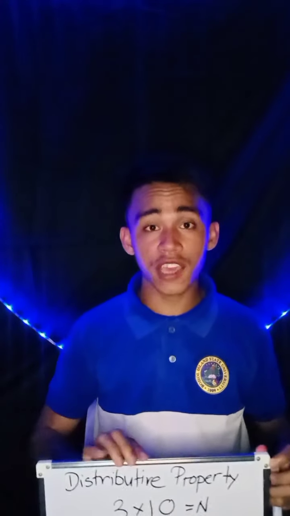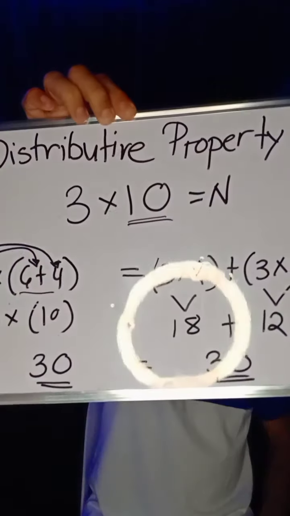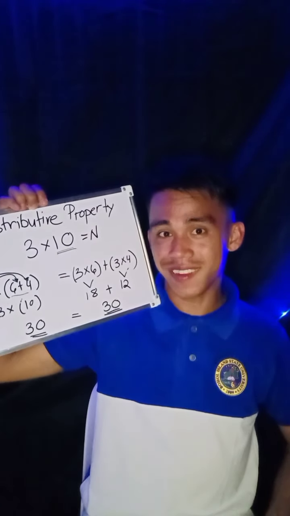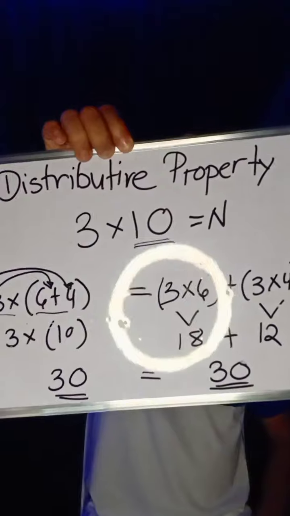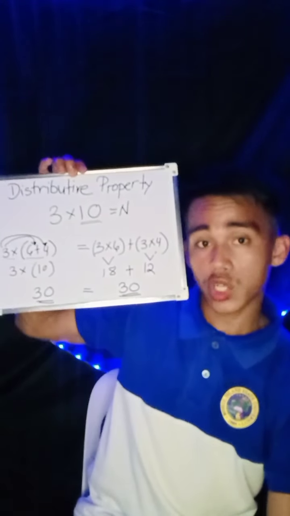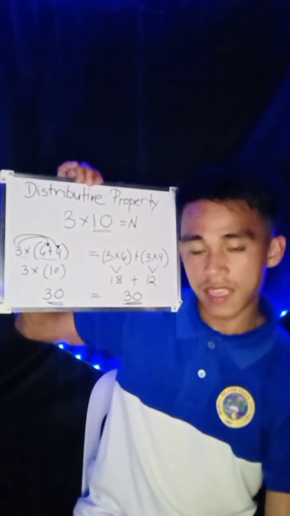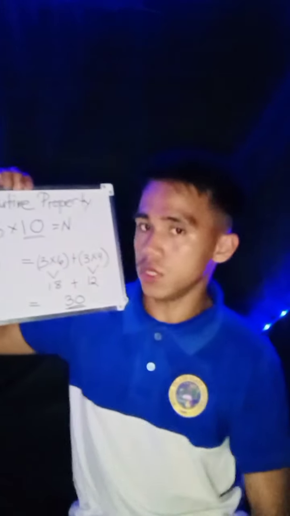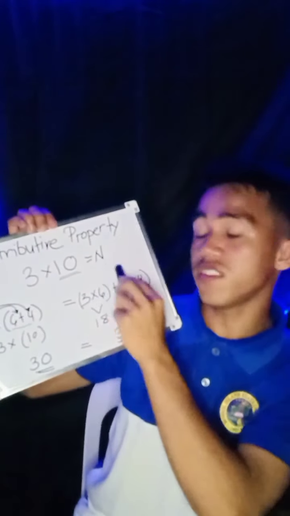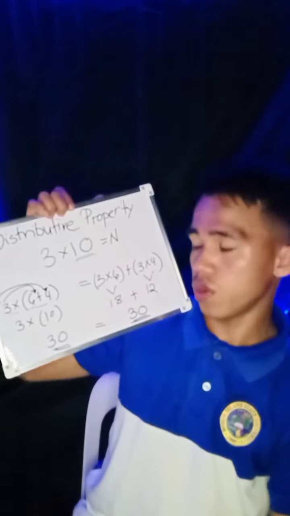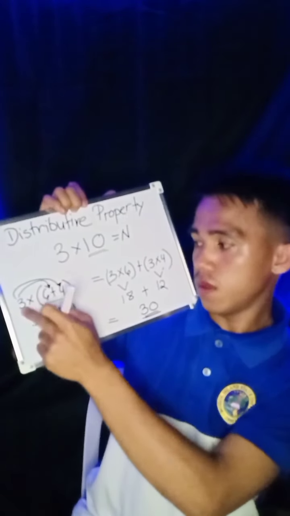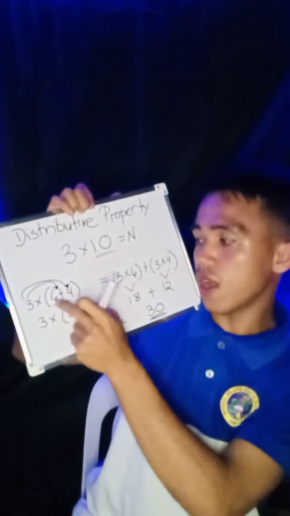The next property of multiplication is the distributive property. The distributive property says that the factors of two addends are distributed. So, you have here an example. 3 times 10 equals n. So, n here is the product. So, we will look for what n is. So, you have here 10, which we will break down.